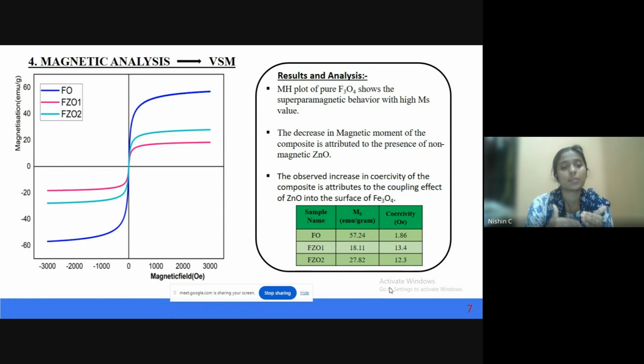The decrease in magnetic moment indicates the successful formation of the Fe3O4 ZnO nanocomposite because of the non-magnetic behavior of zinc oxide. Also, here we can see an increase in coercivity. It also indicates the successful formation of Fe3O4 ZnO nanocomposite.